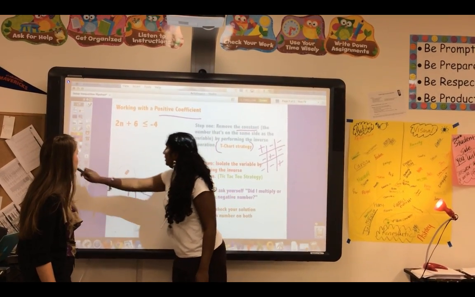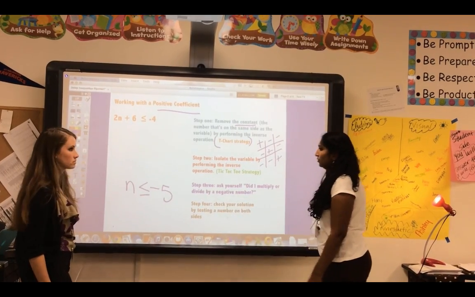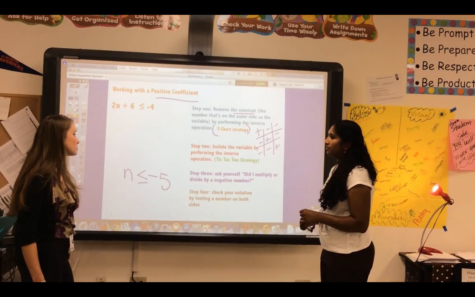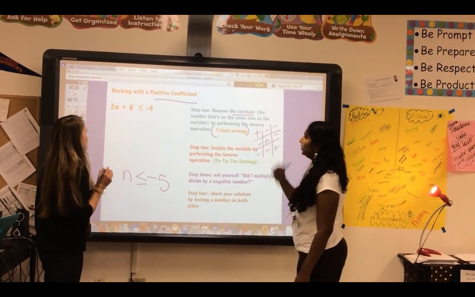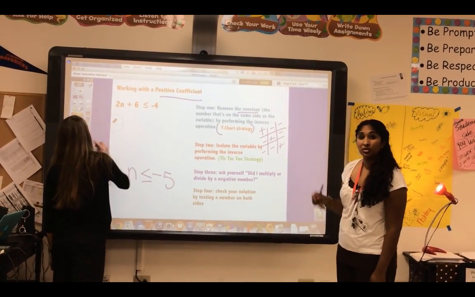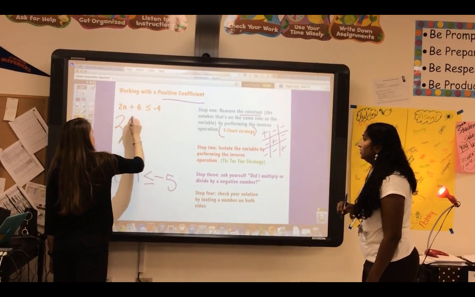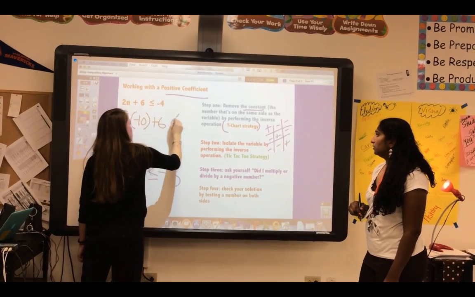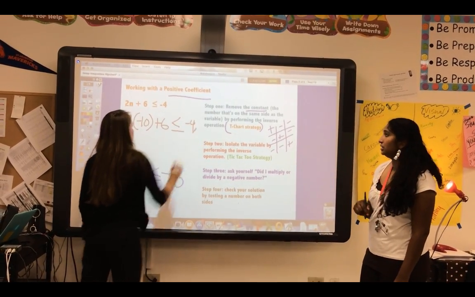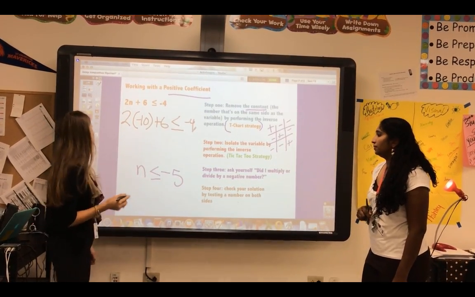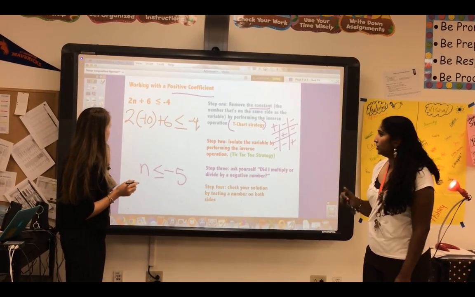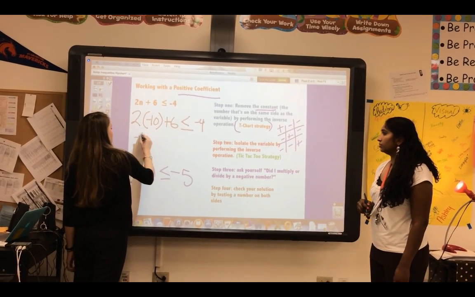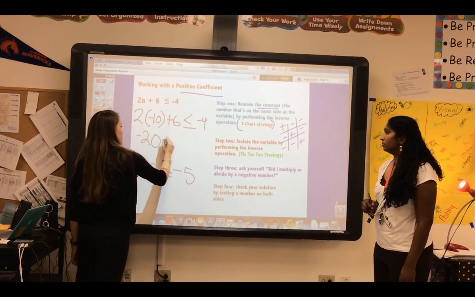So we think that n is less than or equal to -5. Miss Esther, can you pick a number that's less than or equal to -5? -10. Okay, so we're going to plug it back into our inequality. We're going to substitute that value that Miss Esther chose for n, and we're going to see if it is indeed less than or equal to -4. We're going to follow order of operations. So 2 times -10 will give me -20 plus 6.